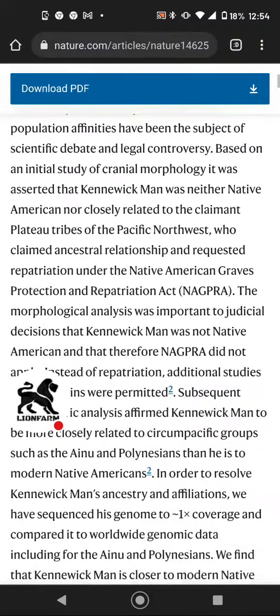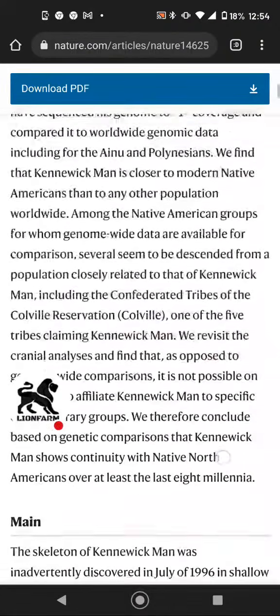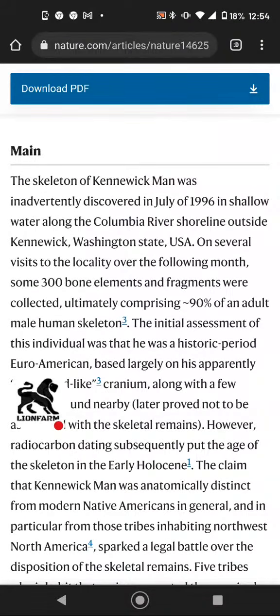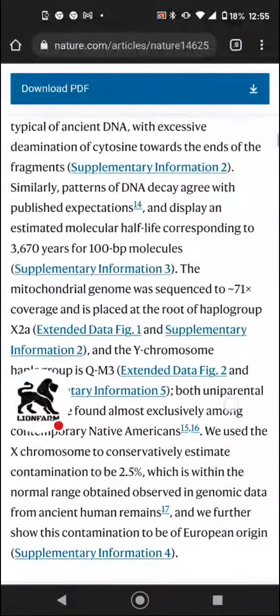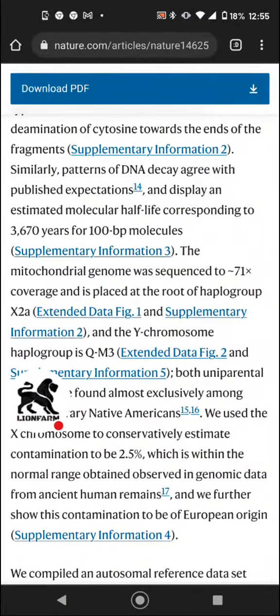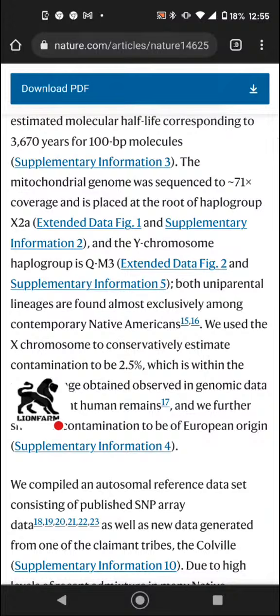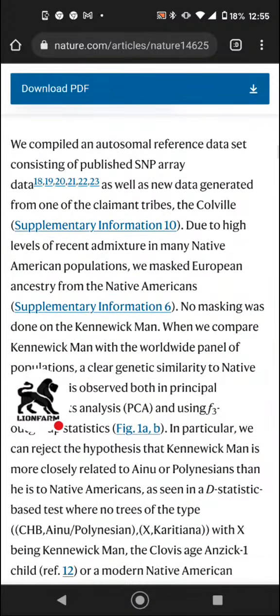We can't say this is AD time frame. And what this is, let me just show you what I'm showing you here, right? Let me just show you what group this is, make it clear. Right here, it'll just talk about the mitochondrial genome sequence, just talk about what it got and everything. It got haplogroup X2A and Y DNA QM3.